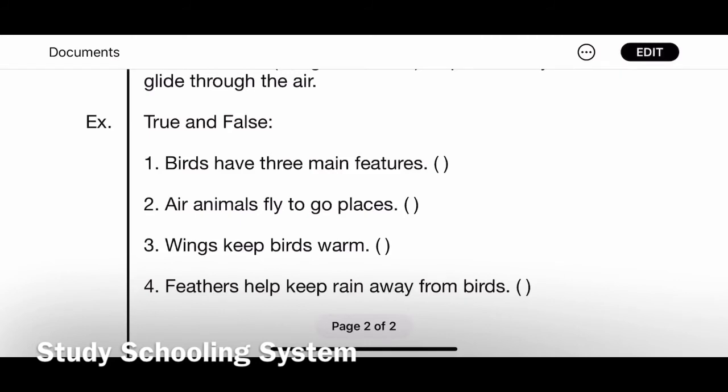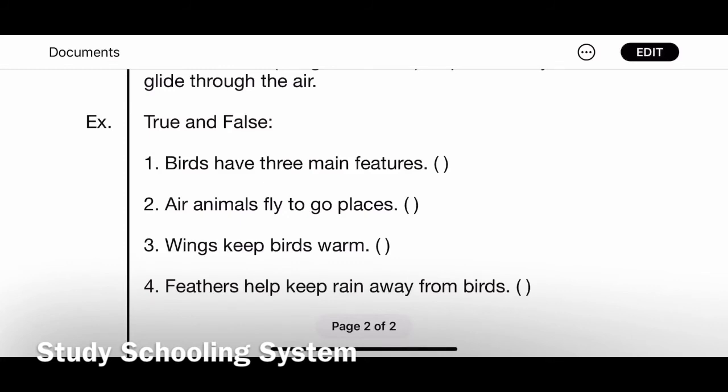Number 2 says air animals fly to go places. Is this true, students? Yes, of course, air animals fly. That is why they are called air animals. Right? You cannot walk in the air, you fly in the air. So in number 2 you will write T.